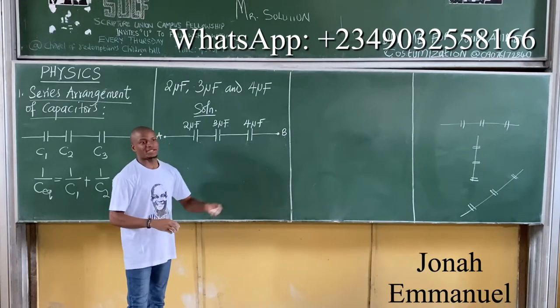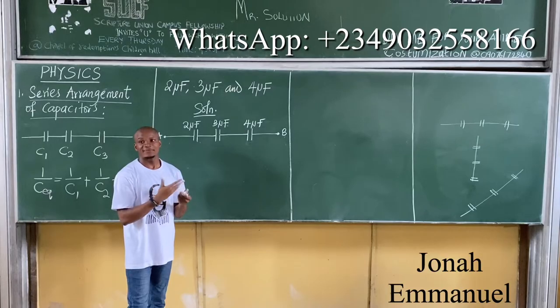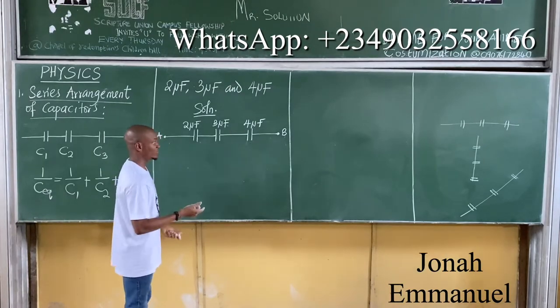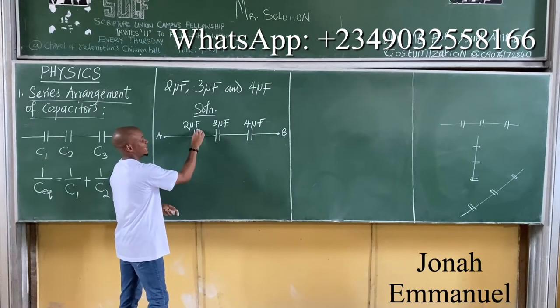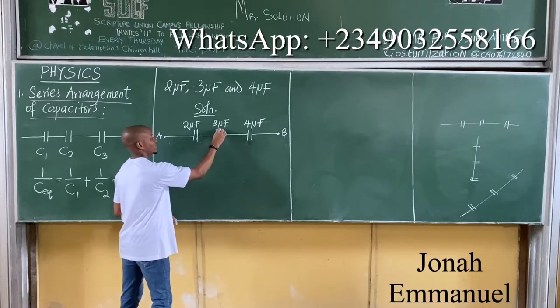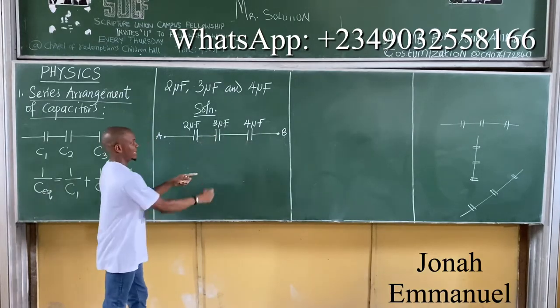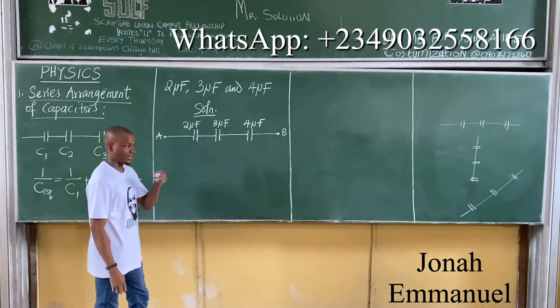Why is this a series arrangement? Because the capacitors are arranged end to end. This one starts here and ends here, so the end of this comes to this, then it's like this. That's why it's called a series. It's end to end. This end to this end. So I have this one here.